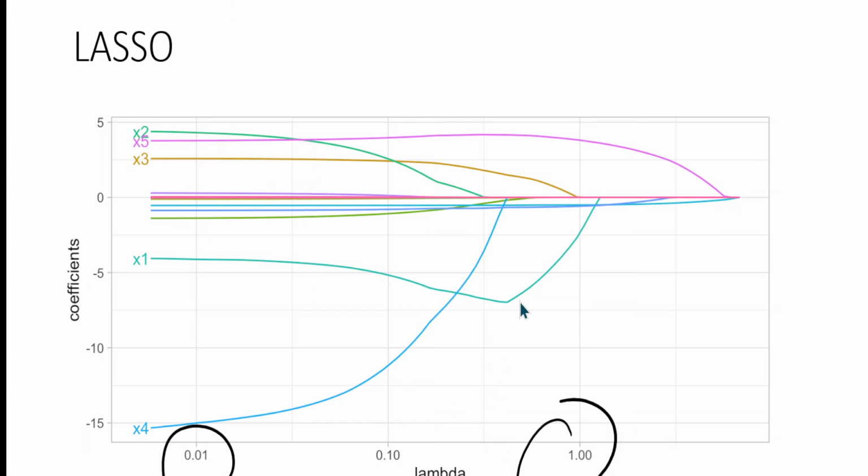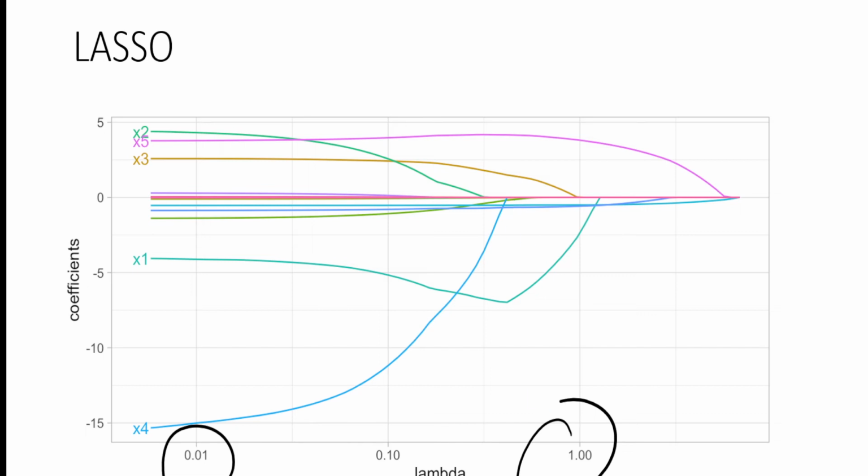But when you go to somewhere where lambda is 1, for example, some of the coefficients are really pushed towards zero, but there are others like x1 that are still there, and this violet one is still there. The red one is already zeroed out, it's lost. So that means all of the variables are not going to be retained in your final model.